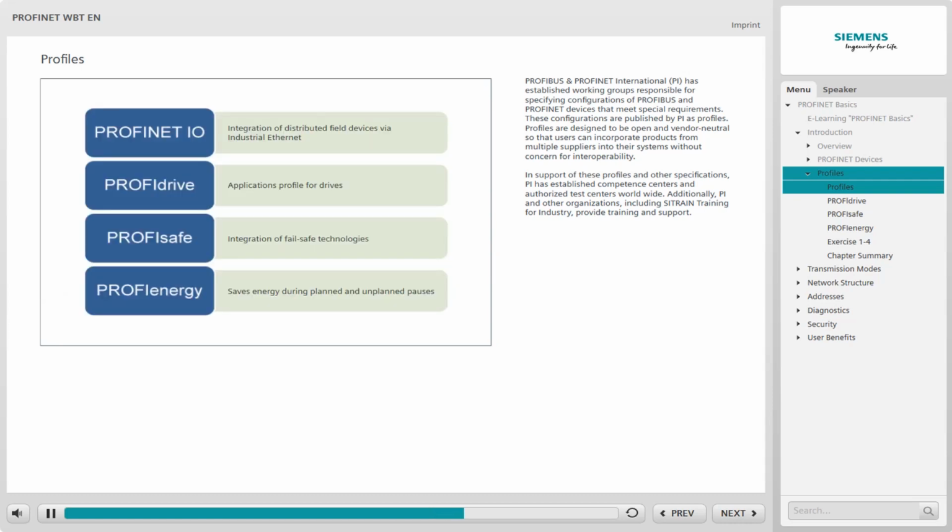Throughout this course, we will be discussing the PROFINET IO profile. The following additional PI profiles are summarized in the remaining pages of this lesson: ProfiDrive, ProfiSafe, and ProfiEnergy. ProfiDrive and ProfiSafe were initially developed as PROFIBUS profiles and later extended to include PROFINET. ProfiEnergy is a PROFINET profile.